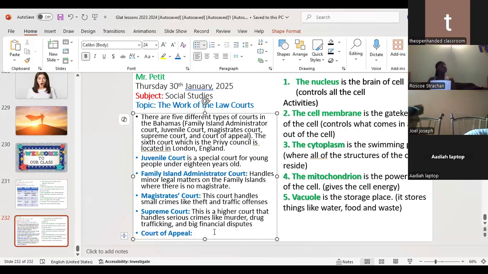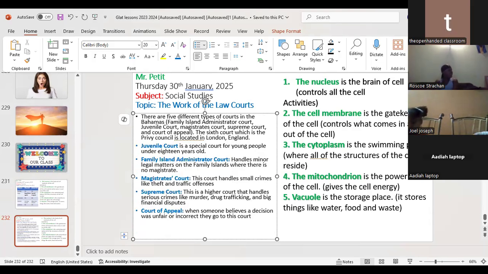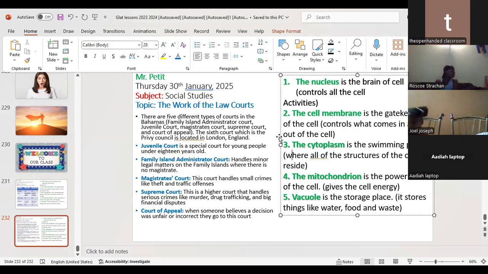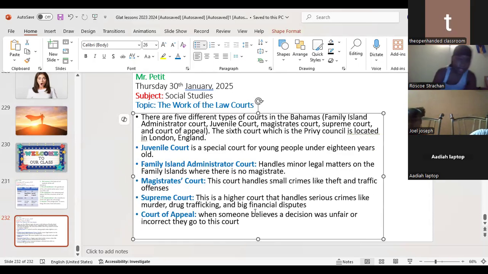Roscoe, what court do you go to if you believe that your situation is not being treated fairly? The Court of Appeal. Very good. This court listens to cases from the Supreme Court when someone believes that their decision was unfair or incorrect. If you believe, hey, I don't think they were right with what they said, I'm not the person who did that, that's why you go to the Court of Appeal.